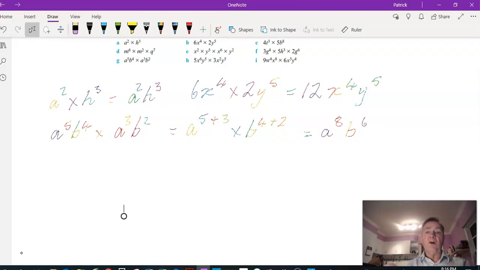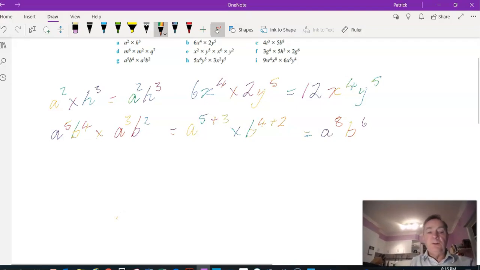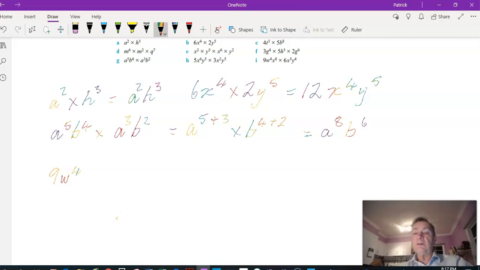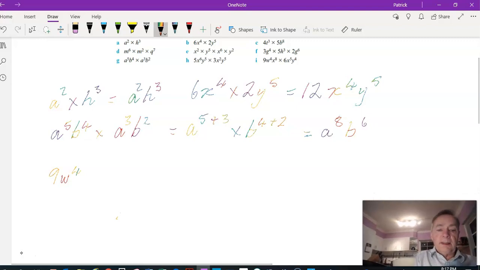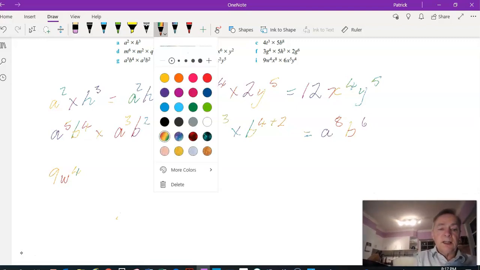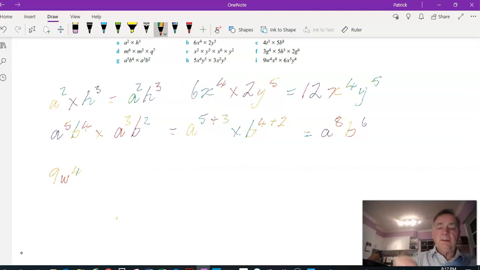So let's have a look at I, which has, again, the coefficients and some same base, others not the same base. So let's write it out. 9w to the 4th, x to the 3rd or x to the 8th? X to the 8th, I think, unless I'm getting old and can't see. X to the 8th times 6x to the 5th, y to the 4th.